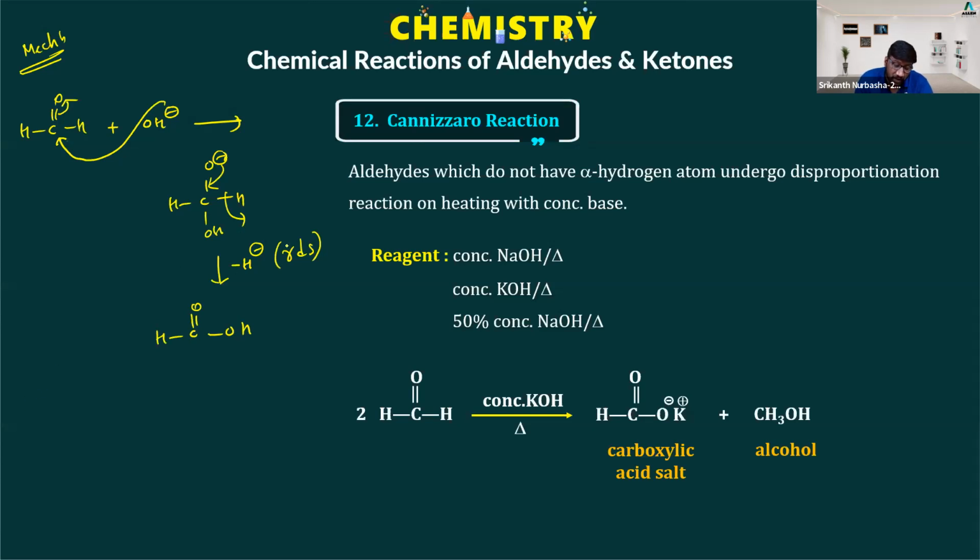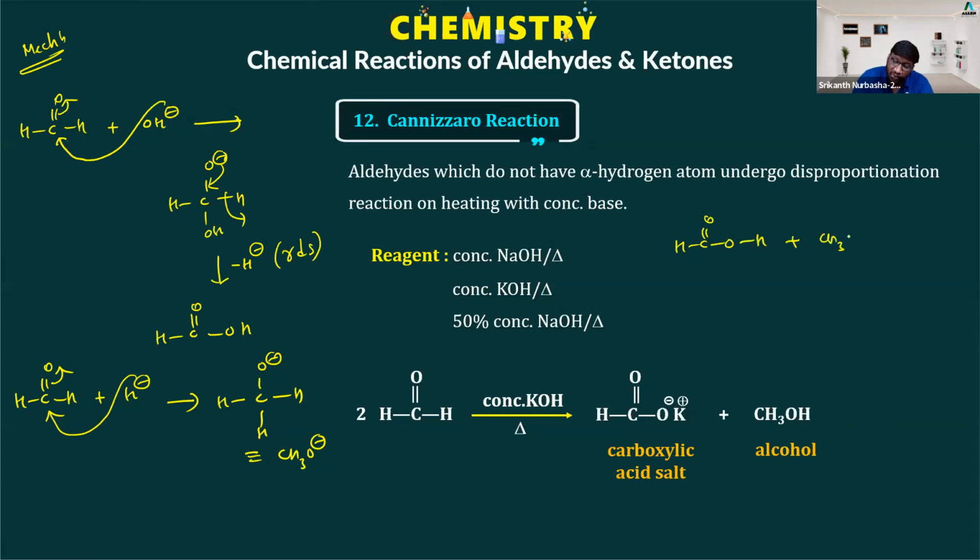So the hydride ion which is lost will act as a nucleophile for the next molecule. HC double bond OH will now be attacked by the hydride ion acting as a nucleophile, and the C double bond O pi electron density moves away, generating HCO minus, CH and CH, which is nothing but CH3O minus. This CH3O minus will react with the HC double bond OH. CH3O minus being basic in nature, it will pick up the proton, forming HC double bond O minus Na plus. If I take NaOH, you'll have Na plus and CH3OH.